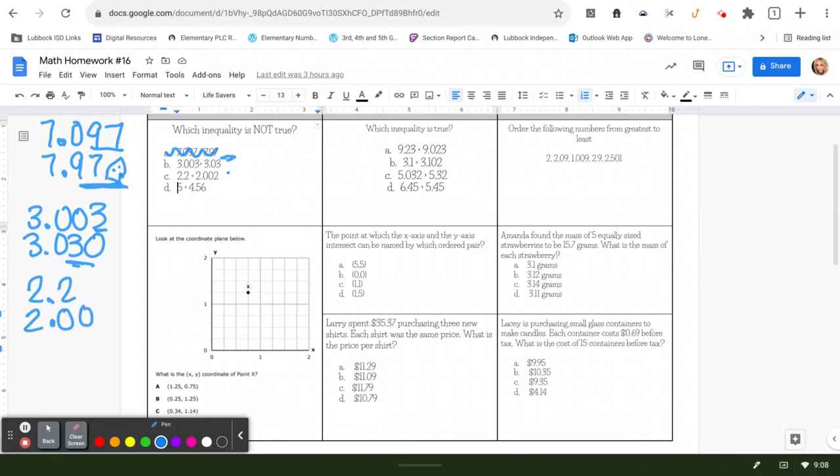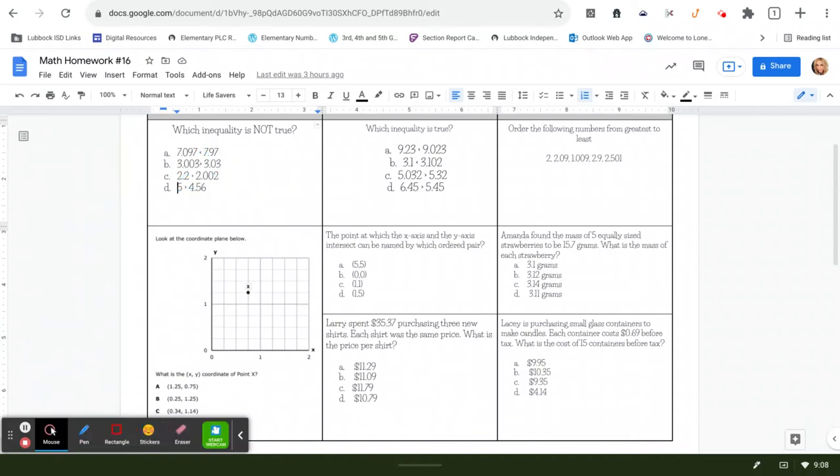I'm going to line them up vertically. 200 is greater than 2. This one's true. And our last one, I can see that 5 wholes is greater than 4 and 56 hundredths. You can still put in your phantoms, but 5 is greater than 4. So this one's true, leaving B as our answer.